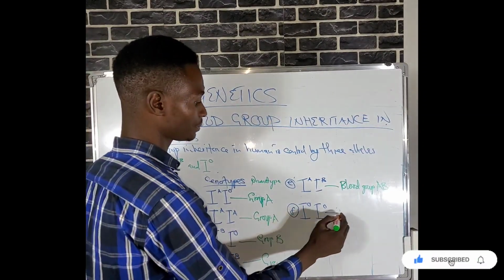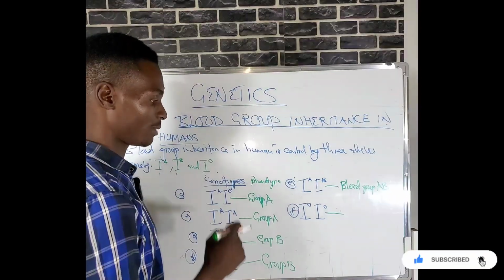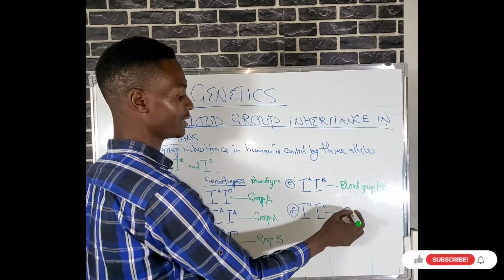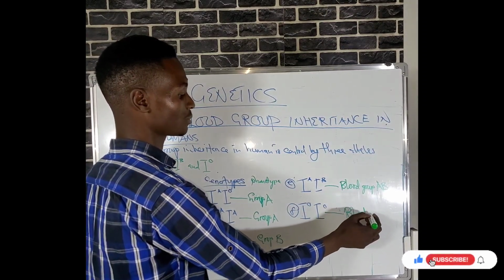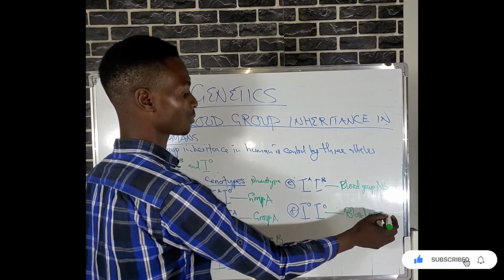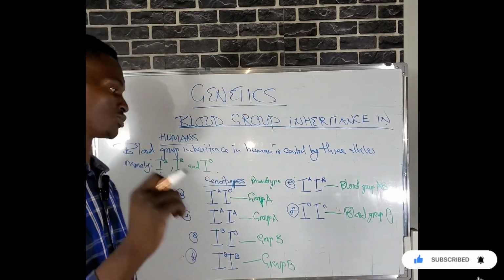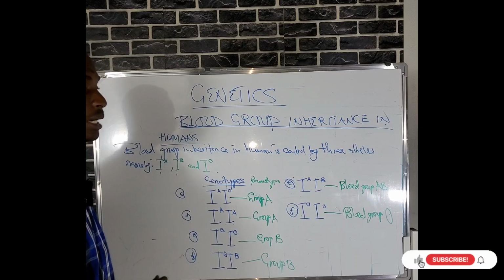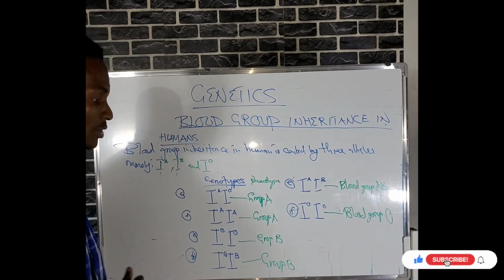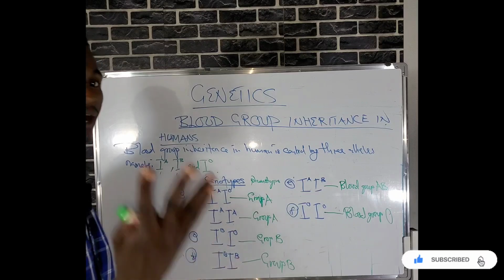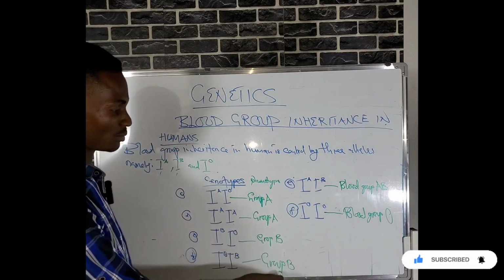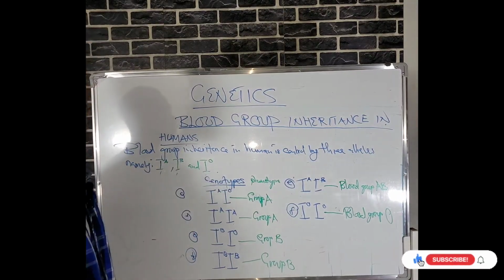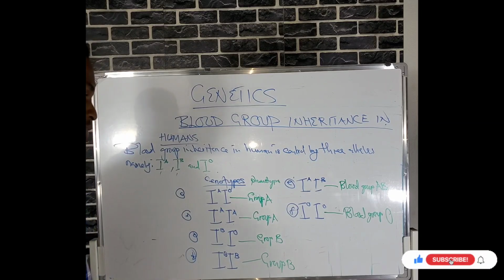Now, we have O O. Since these are all recessive, they will be expressed as blood group O. That's all. These are the common genotypes and their phenotypes. If you've noticed, you only have four types of blood group: blood group A, blood group B, blood group AB, and blood group O. So from the three alleles, we can come up with the four types of blood group.